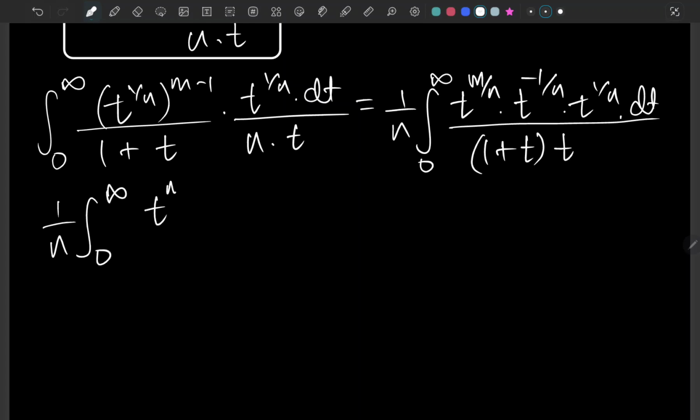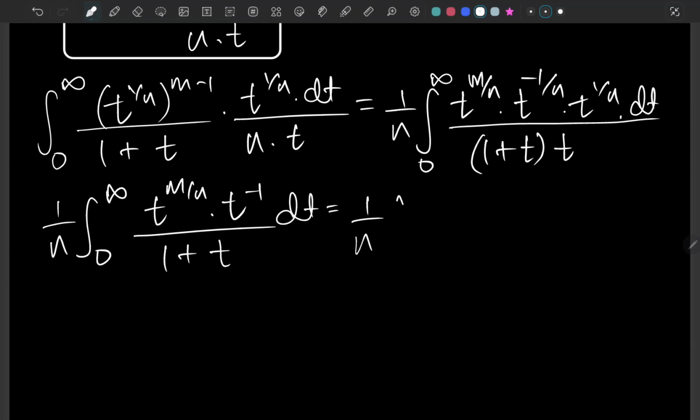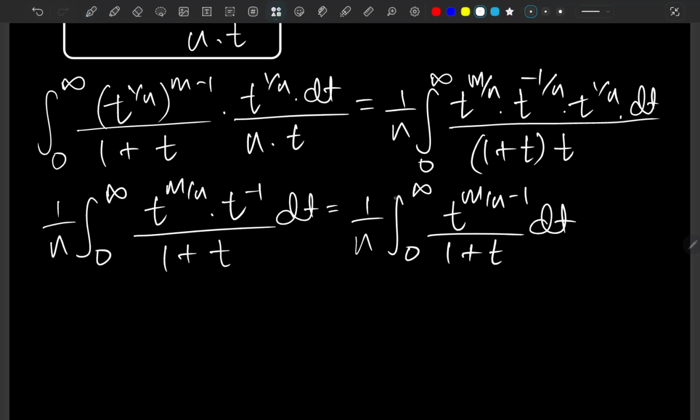And it's t to the m over n, t to the negative 1, this term, over 1 plus t, dt. Well, we can combine the exponents in the numerator, so that's going to give us t to the m over n minus 1 over 1 plus t dt. Let's just play around with this integral a little bit.